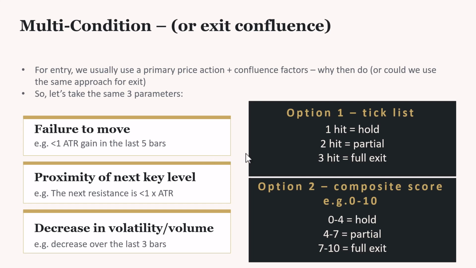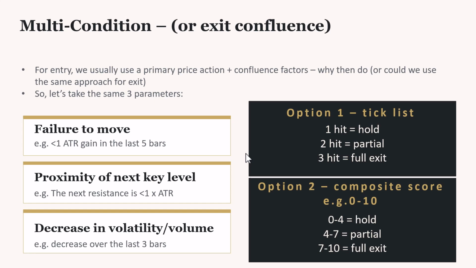So a failure to move, it might be that we score this between 0 and 3. It'll be a 0 if it has moved in the last 5 bars. Maybe it hasn't moved in the last 3 bars and that generates a 1. Maybe 4 bars is 2, maybe 5 bars is 3, and so on and so forth. So we can come up with ways in which we can score these.